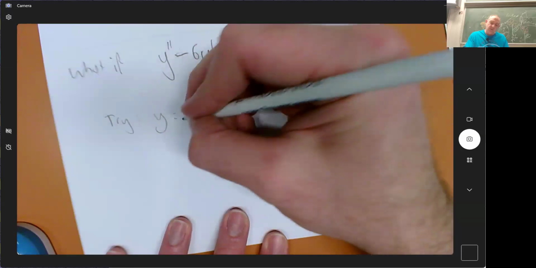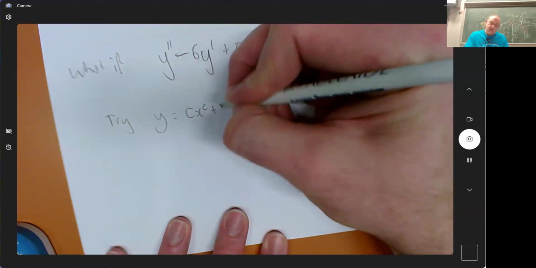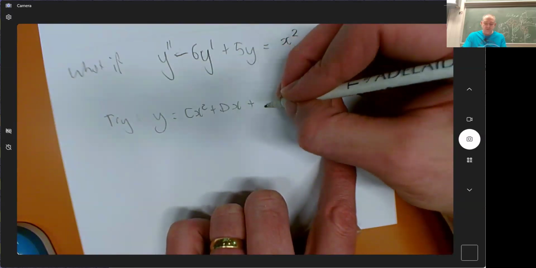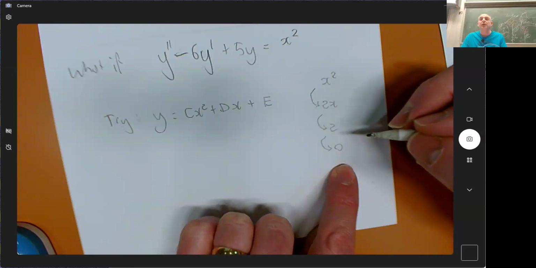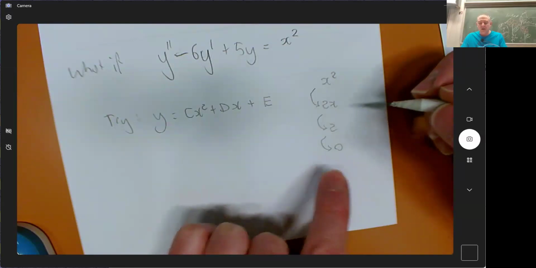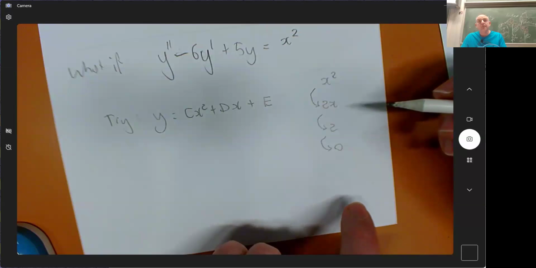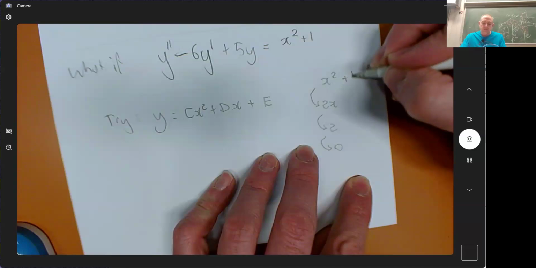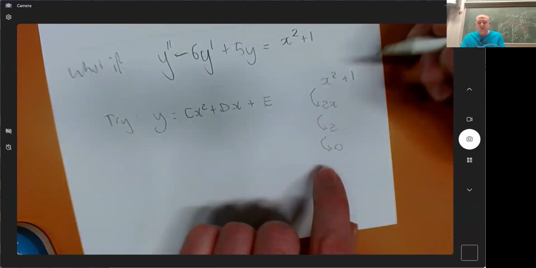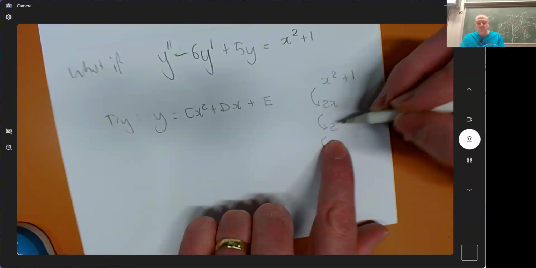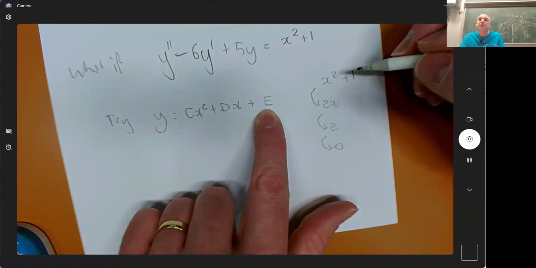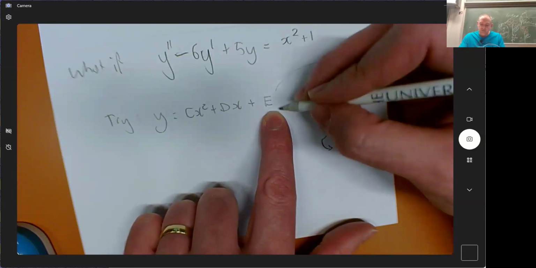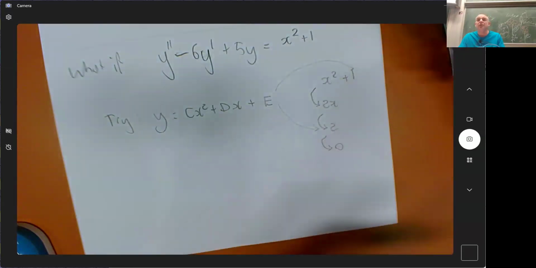I will try something x squared and something x and something that's a constant. And then after that, I don't have to add any more things. But you have to have all the derivatives. And even if it had been x squared plus 1, that's okay, because there's a constant as part of this and here, and so this covers both of them. That's all right. So this e covers both of these constants because they're both constants, so it's okay.